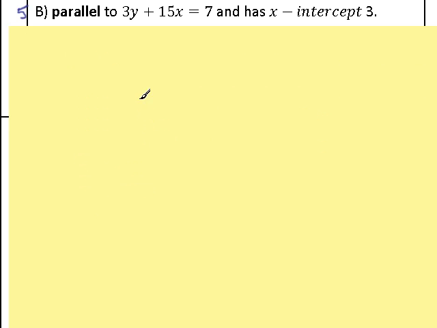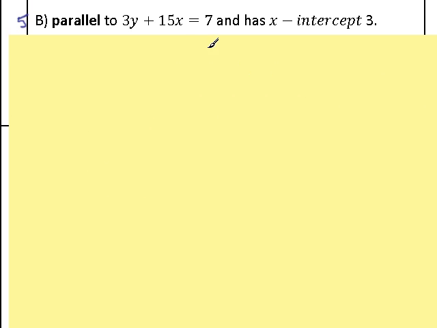In 5b, we want to find the equation of the line that's parallel to this line and has x-intercept 3. So right away, just write down y equal mx plus b. Okay, so what is the slope of this line? Our line will have the same slope because they're parallel. Let's put this in the form y equal mx plus b so we can figure it out.